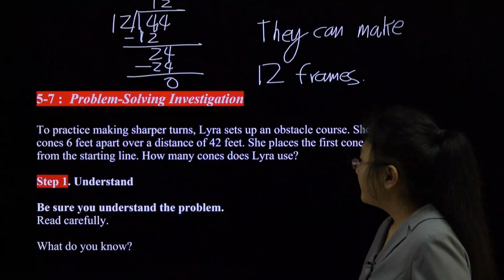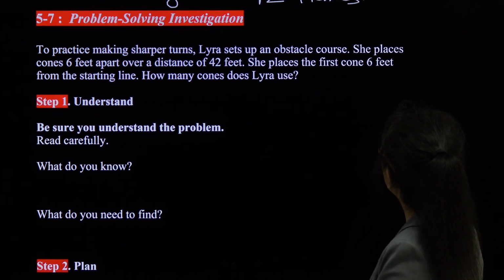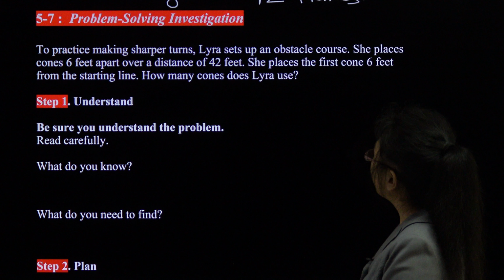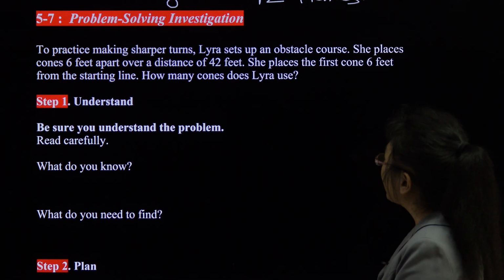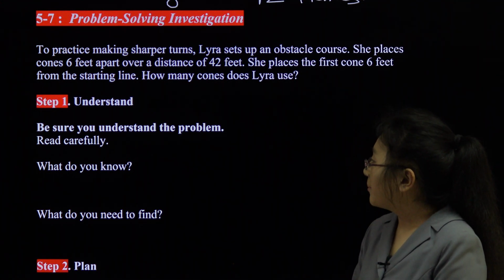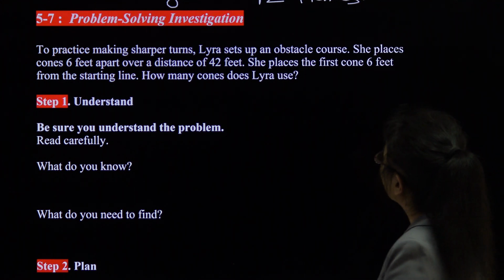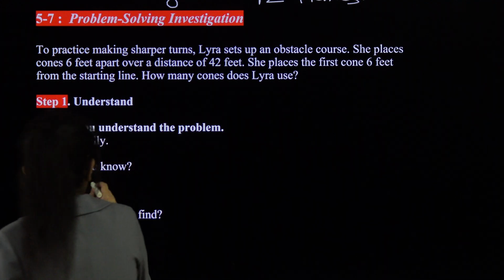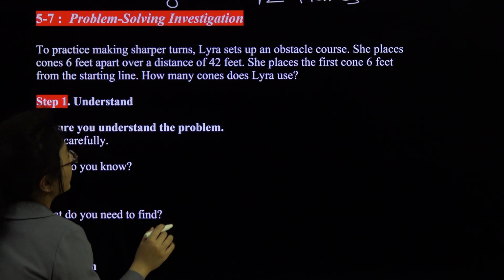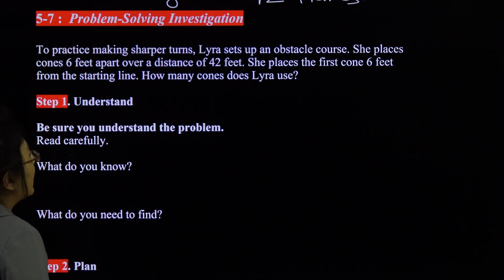Problem-solving investigation. To practice making sharper turns, Lyra sets up an obstacle course. She places cones 6 feet apart over a distance of 42 feet. She places the first cone 6 feet from the starting line. How many cones does Lyra use? Be sure you understand the problem. Read carefully. What do we know? Well, we know that it's cones 6 feet apart over 42 feet. First cone is 6 feet from the starting line. How many cones does Lyra use is what we need to find.